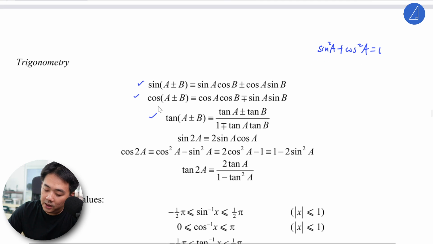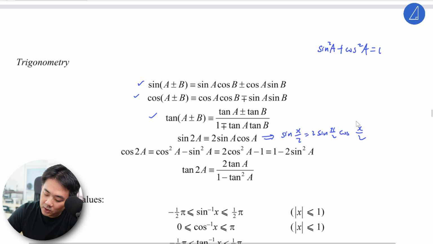All these are in MF27, also the double angle and addition formulas. Then remember this one: you can replace a with x over 2, so you can also write it this way. You learned all this in secondary school before. You can change it to this form here, changing to half angle.